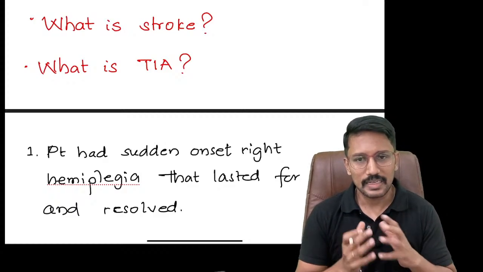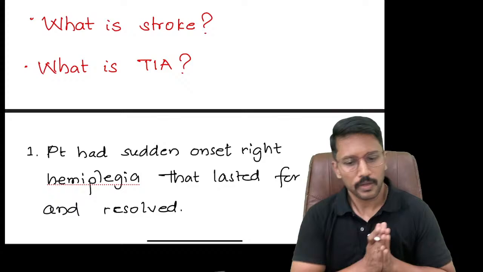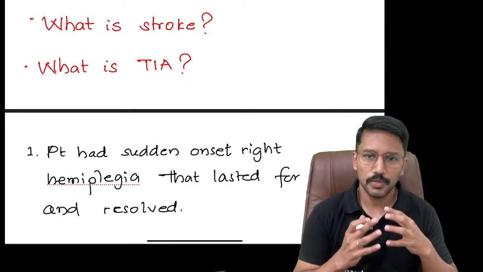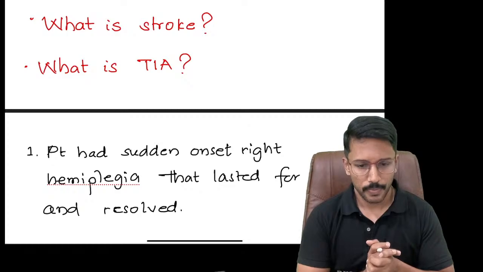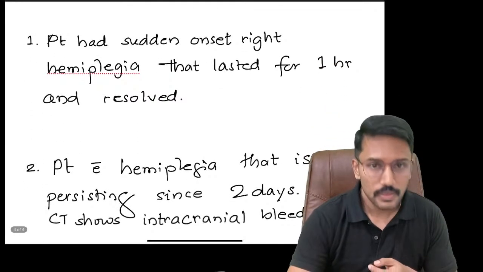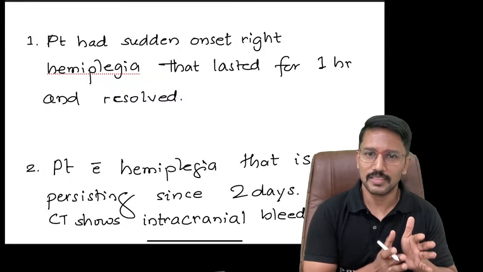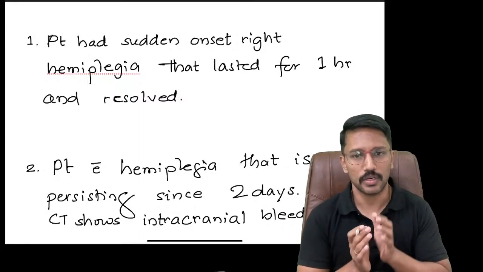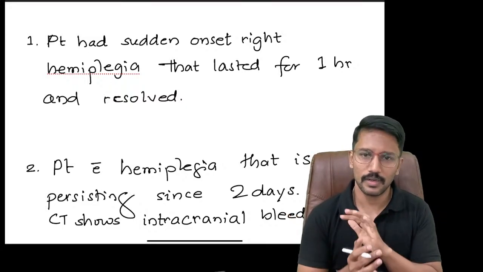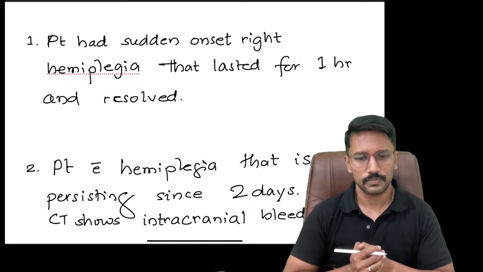Okay, so Gaurav says decreased blood supply to brain is equal to stroke. Okay. So what I will do is I will put across three scenarios and you should tell me which one is stroke. Okay, good evening everyone. Good evening everyone. So here is the first one. A patient had sudden onset right hemiplegia that lasted for 1 hour and resolved. He had right hemiplegia that lasted for 1 hour and resolved. Can I count it as a case of stroke?